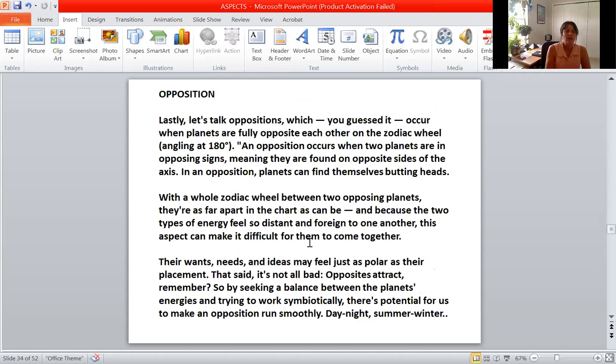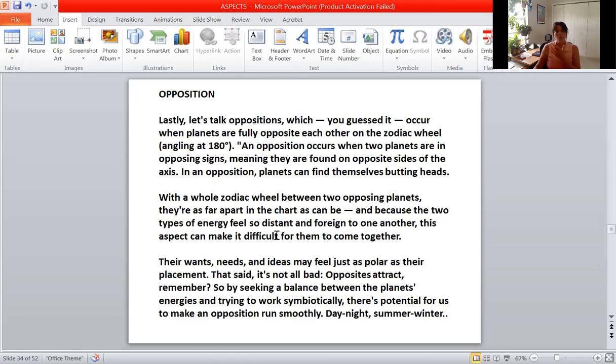All right, now opposition. Lastly, these are the major aspects. The opposition, as you guessed, occurs when planets are fully opposite each other on the zodiac wheel. An opposition occurs when they are in opposing signs, meaning they're found on opposite sides of the axis. In an opposition, planets can find themselves butting heads. With a whole zodiac wheel between two opposing planets, they're as far apart as a chart can be. And because the two types of energy feel so distant and foreign to one another, this aspect can make it difficult for them to come together.